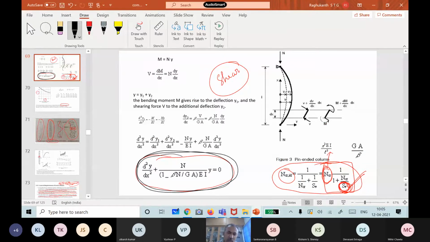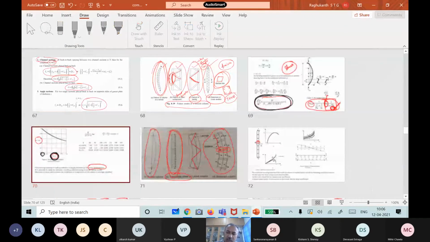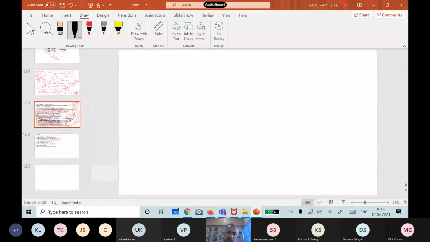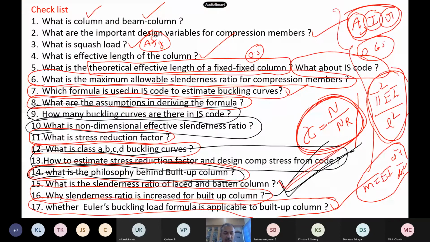And then we told a very important thing: how this graph varies with shear stiffness. If shear stiffness is very high, this quantity goes to zero, and finally it comes back to Euler's buckling load. For lacing columns, because shear is dominant, theoretically you can't use pi square EI by L square for built-up columns, because the shear deformation has not been considered.